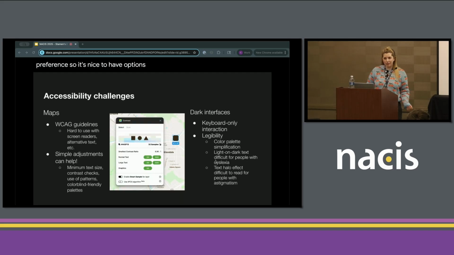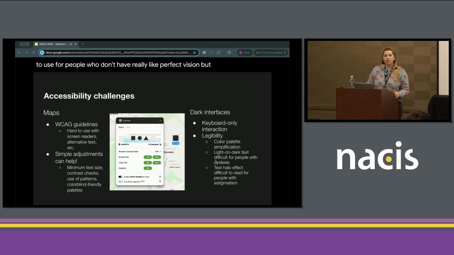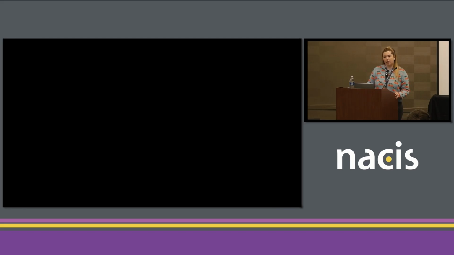Okay, so some challenges that we've found with dark maps. With maps in general, we know the accessibility guidelines are pretty undefined. And there have been a lot of talks about this at NACIS over the years. I gave one a couple of years ago. Maps in general are just hard to use for people who don't have perfect vision. But there are lots of small adjustments that you can make to your maps to make them more readable for a lot of people, like minimum text size, higher contrast.